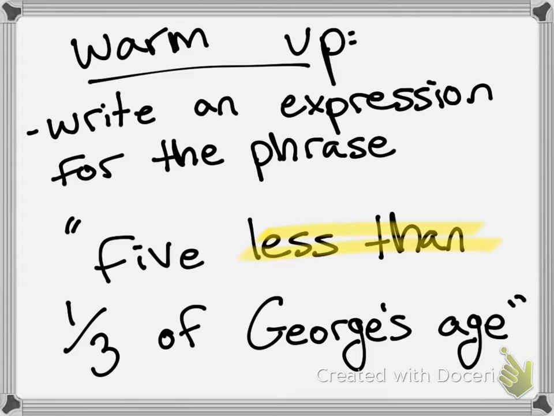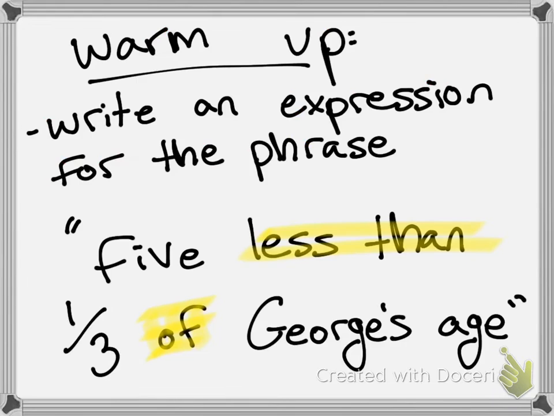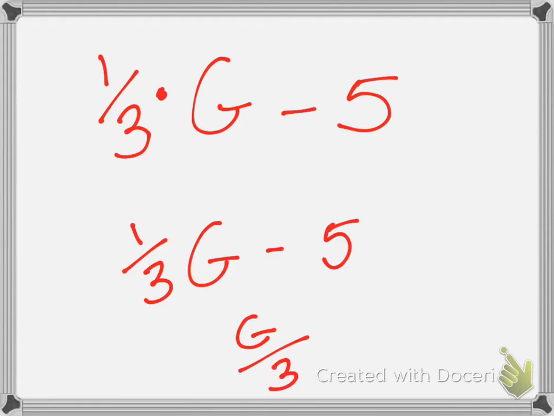Then we see this word of. What does of mean in math, Hannah? Multiplication. Means multiplication. So then we've got 1/3 of. And do we know George's age? No. So this is our unknown. We make it a variable. So the answer is going to be 1/3 times G minus 5. You could also write it as 1/3 G minus 5. Or if you really want to be inconvenient, you could write it as G over 3 minus 5.